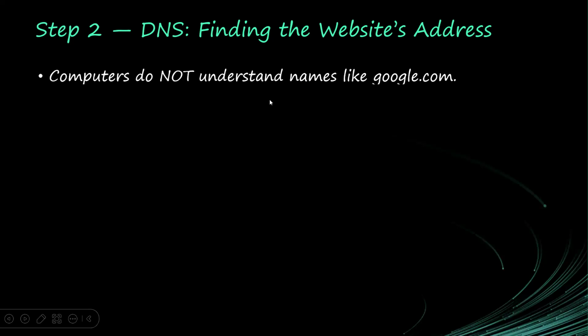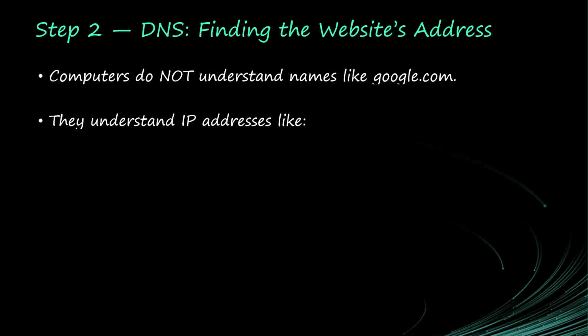Computers do not understand names like google.com. It is human beings that understand names like google.com. So when you type google.com, computers don't understand it. They only understand IP addresses like something like this. So your google.com is living in a computer that has this address.